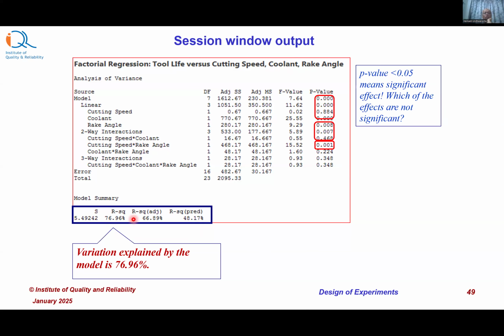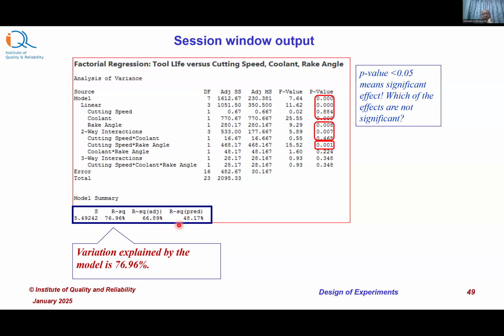R square shows how good the model is. Yesterday, in the previous session on correlation and regression, you discussed R square, but this is the same value, and it applies to the whole analysis of variance table. So this tells me how much of the total variation is explained by the model that I selected. It's about 77%. A modified value, R square adjusted, is also shown, which actually ignores some insignificant effects. It's a modified value, and that is 66.89.